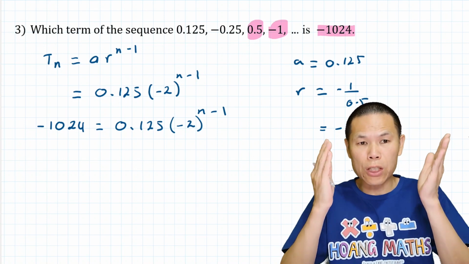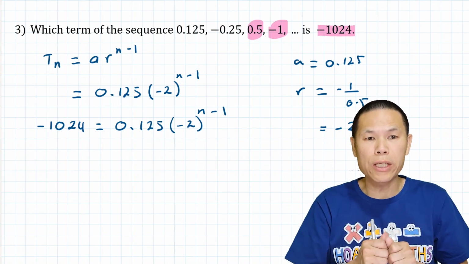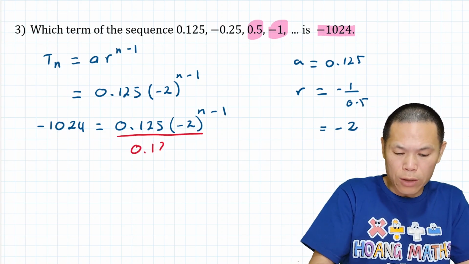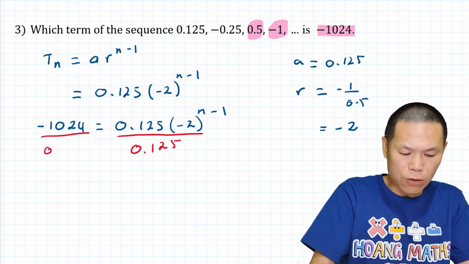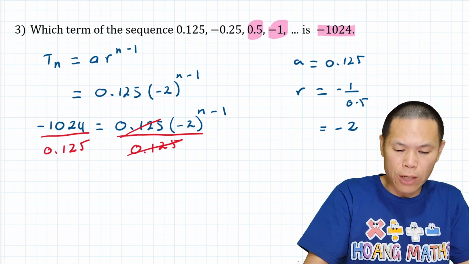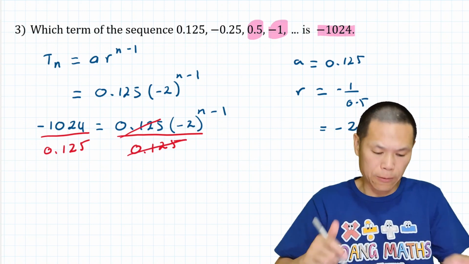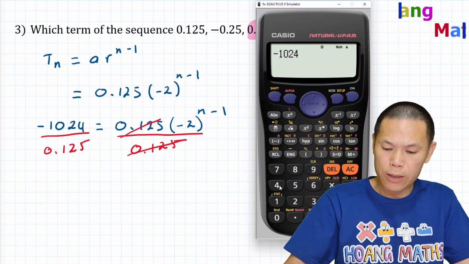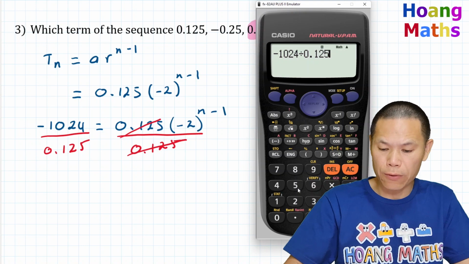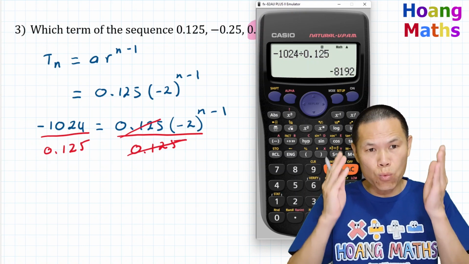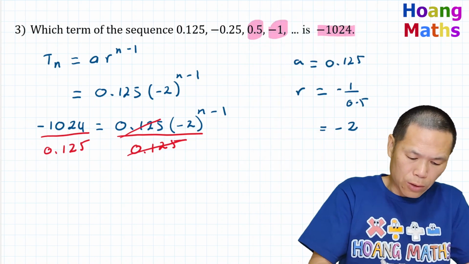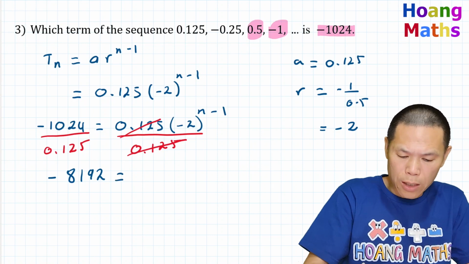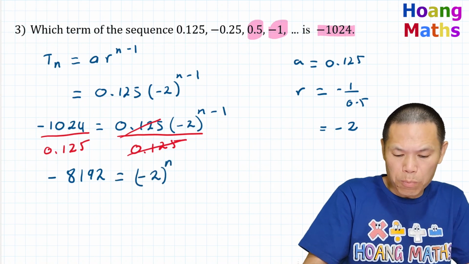So now what I do is I just divide both sides by 0.125. So divide this by 0.125 and I divide this by 0.125. So that cancels out. So what I do, I just put that on a calculator. I just go negative 1024 divided by 0.125. So that is negative 8,192. So that will give me negative 2 to the power of n minus 1.